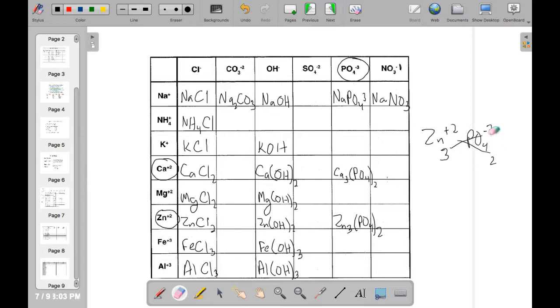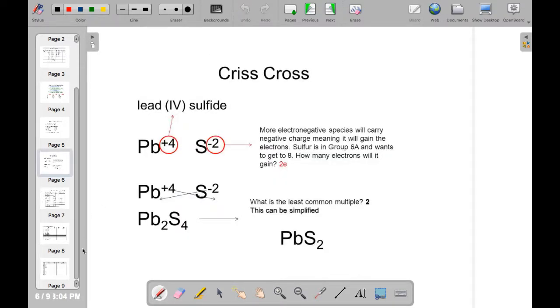So that's a real basic introduction. We're going to do more activities with it because we still have to be able to look at the formula and write out the name and look at a name and write out the formula. This is just trying to introduce us to the crisscross method and how you write ionic compounds. Let's go back here to the crisscross method though. This shows us the crisscross method.